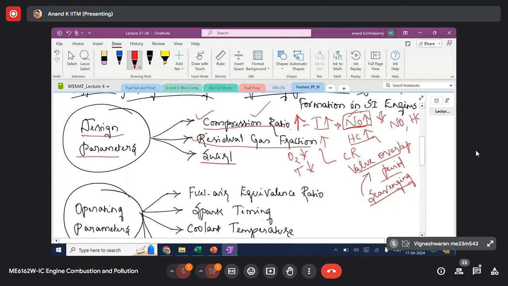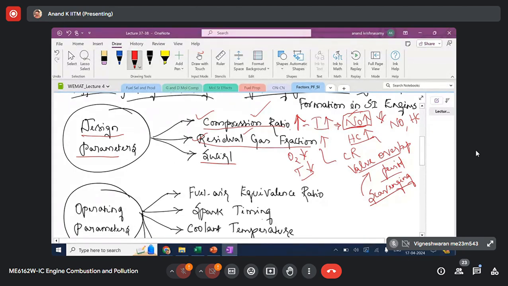Temperature is reduced because of high specific heat components in the residual gas. For example, CO2 or H2O, they are triatomic gases. You know, triatomic gases will have high specific heat. When the specific heat of the component inside the cylinder is high, it won't allow the temperature to rise, because this high specific heat component will absorb thermal energy. It won't allow the combustion temperature to rise.